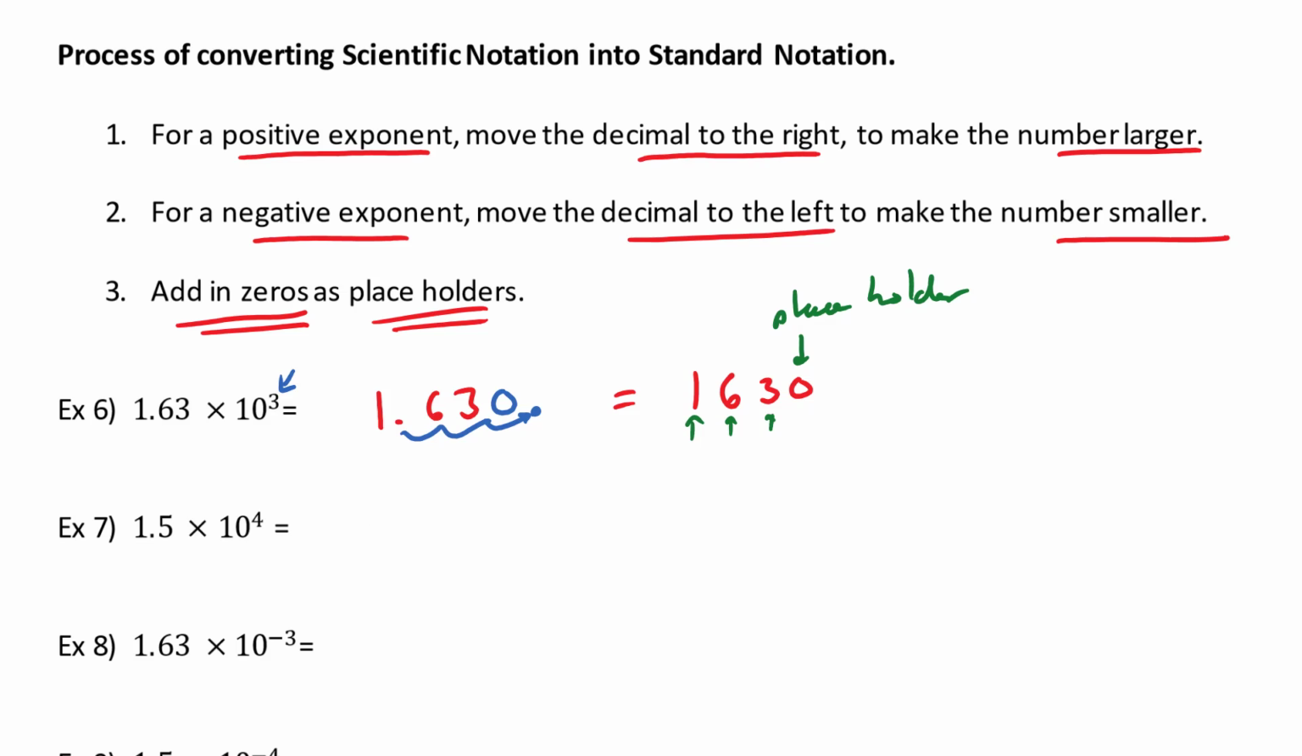Let's try the next one. 1.5 times 10 to the 4. So this number gets larger. I have to move the decimal place to the right. 1, 2, 3, 4. Put in zeros as placeholders, and I get 15,000. Please do not put a comma in there. We do not use commas in numbers in science. If you'd like to put something in between every third value, you can leave a little space in between.